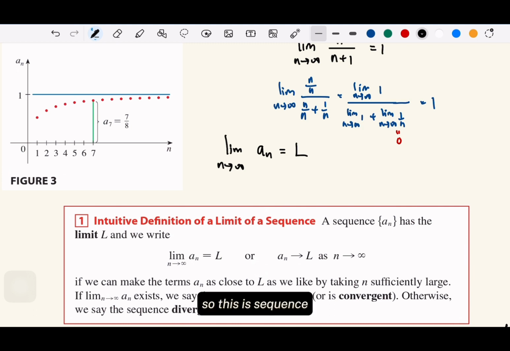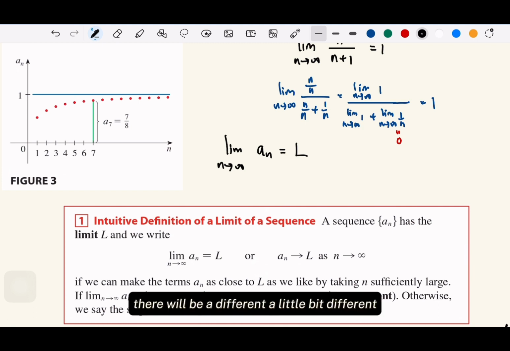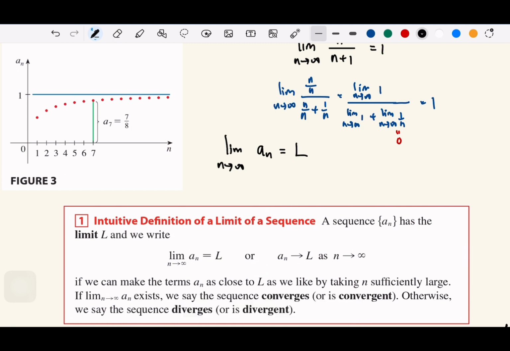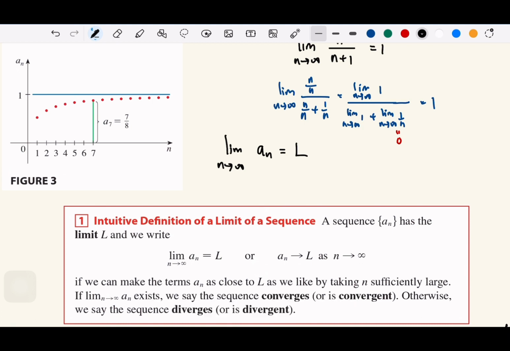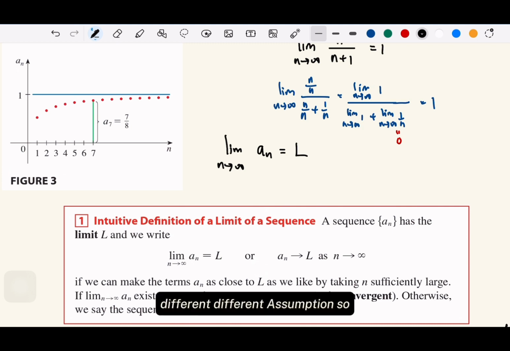Okay, so this is sequence. There will be a little bit different relations between sequence and series. You will see, and sometimes students mix up and then take some different assumptions. So be careful on that. Okay.